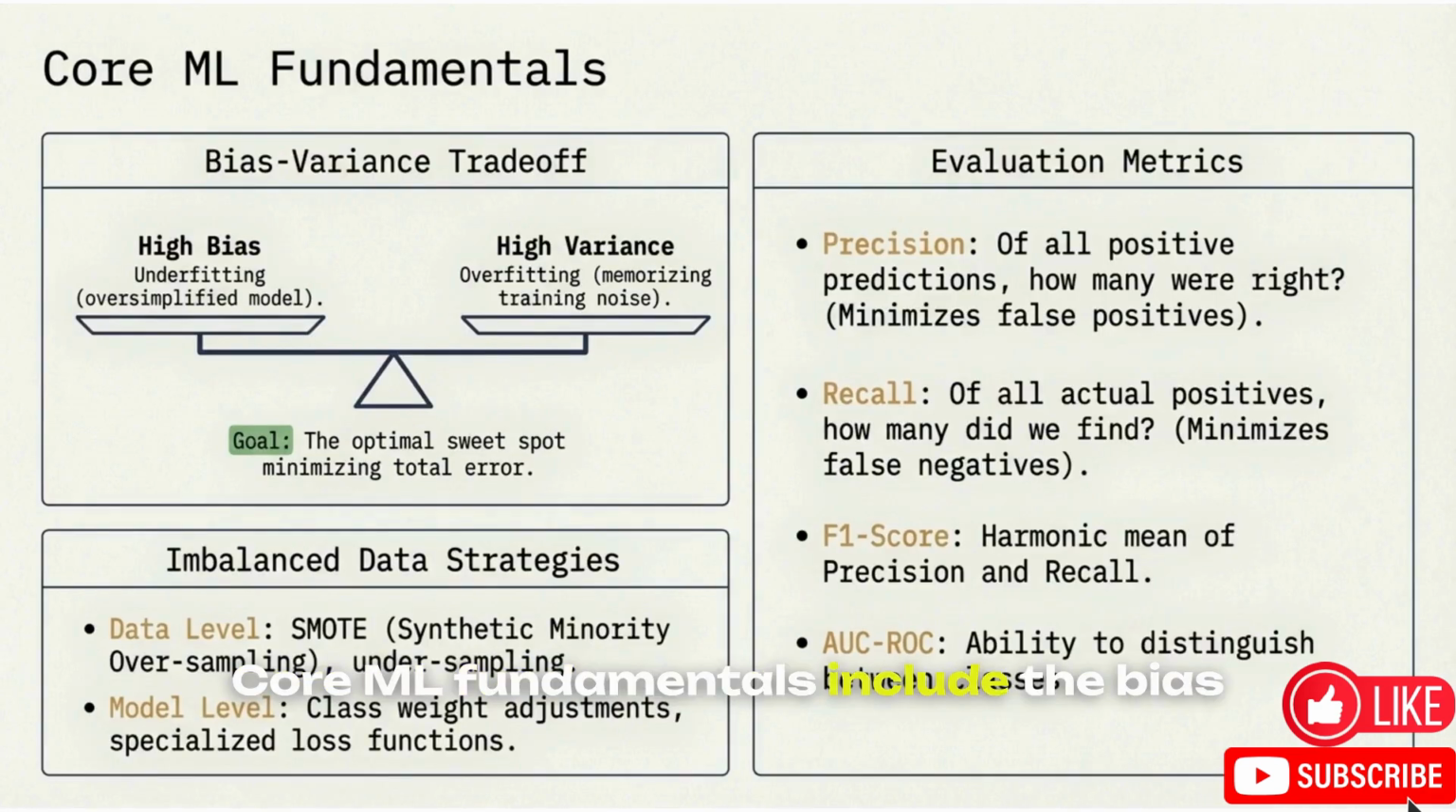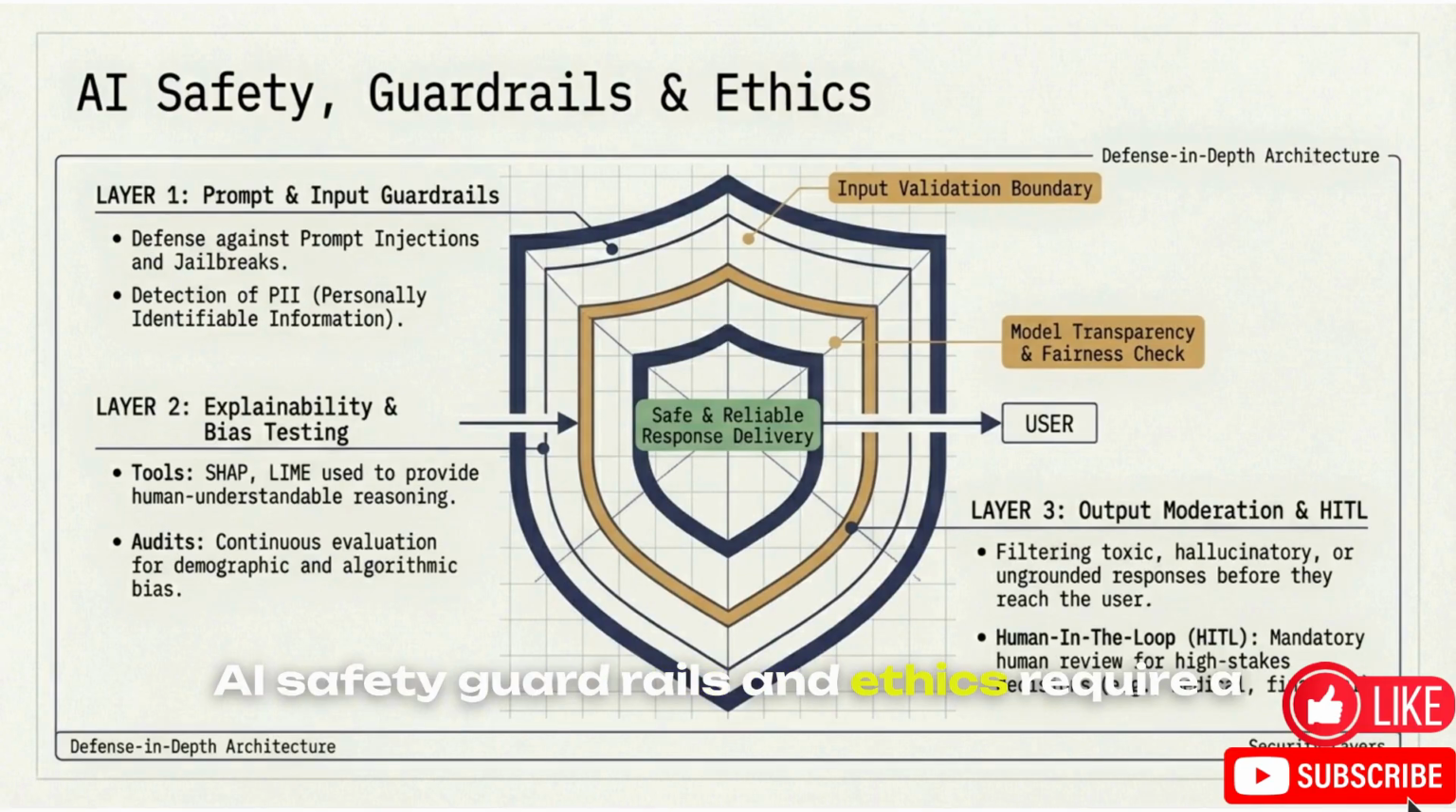Core ML fundamentals include the bias-variance trade-off, where the goal is the optimal sweet spot minimizing total error. You must understand key evaluation metrics like precision, recall, and F1 score, and strategies for imbalanced data like SMOTE and class weight adjustments. AI safety, guardrails, and ethics require a defense-in-depth architecture.